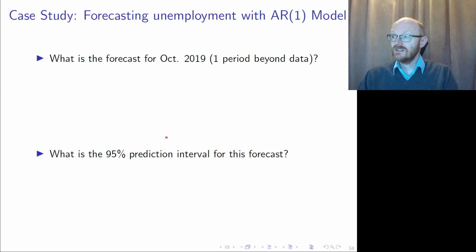We are not using the Durbin-Watson test for AR models, the autoregressive models. We'll come back to that. Okay, case study: forecasting unemployment with the AR1 model. What is the forecast for October 2019? That is one period beyond the data.